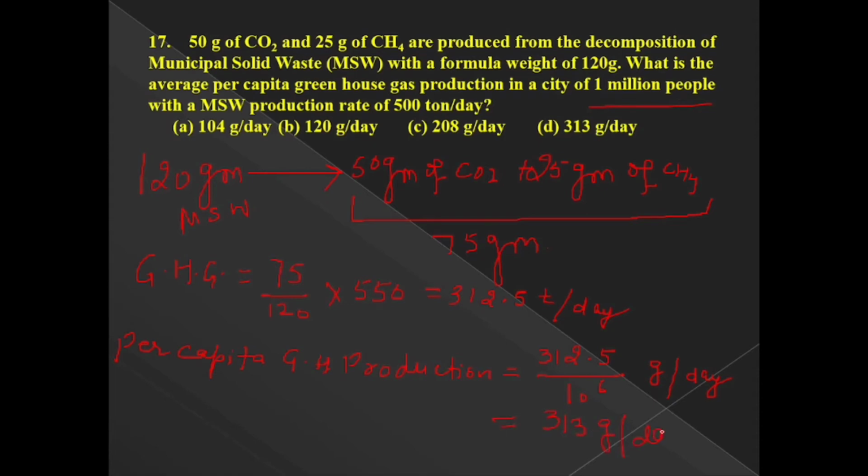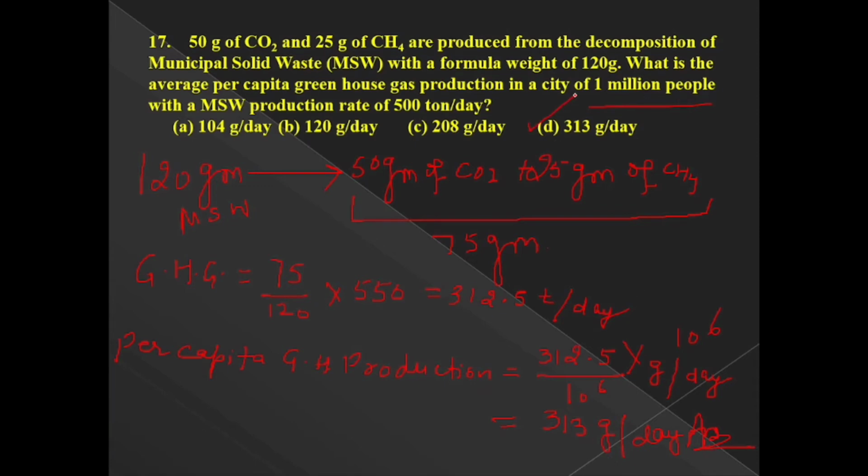Gram per day is our answer. Because this is in tons, we have to convert into grams, so we multiply by 10 to the power 6. That is gram per day, 313. So our D option is the correct option.